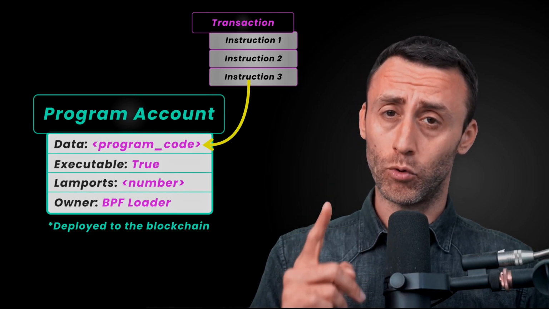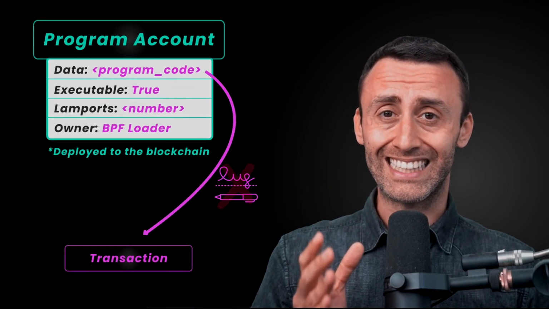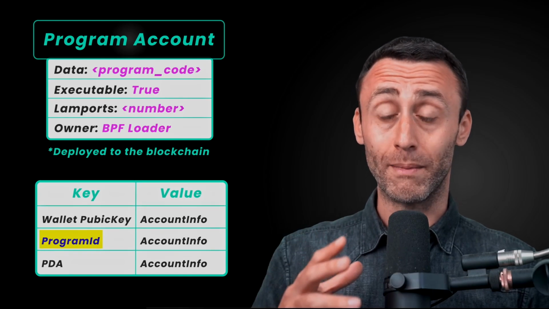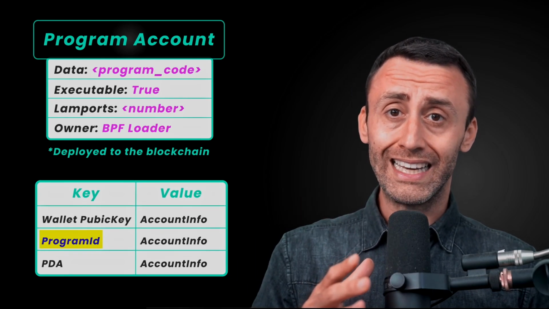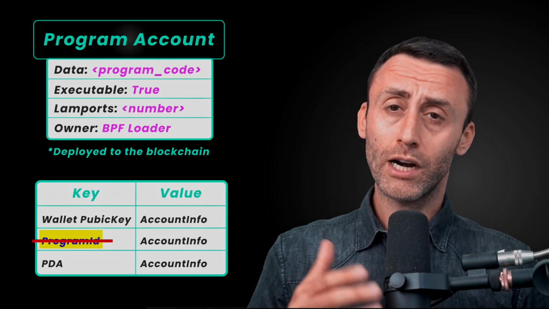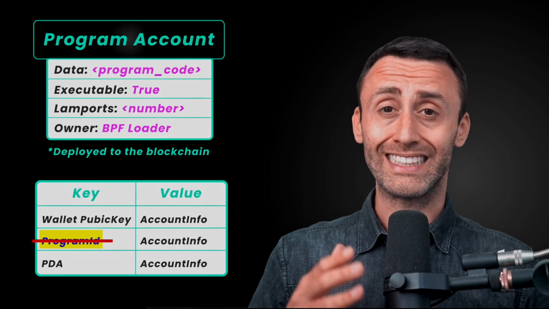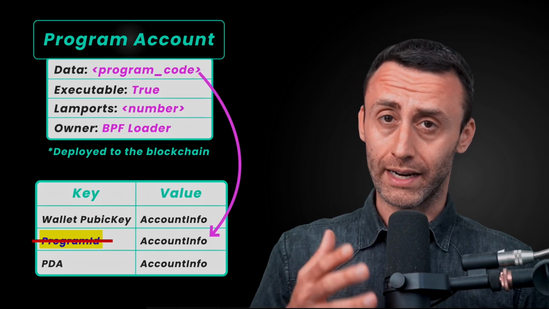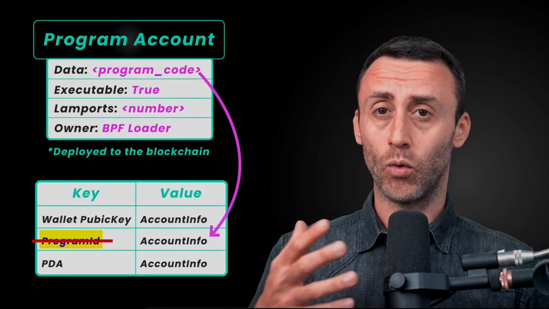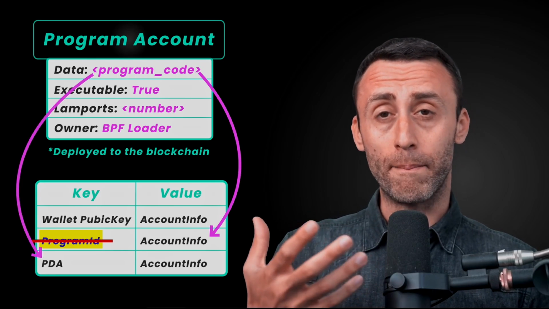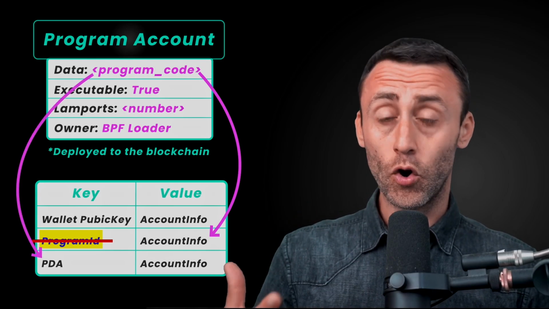Here's something important. Programs can't sign transactions. Even though the program ID is derived from a key pair, the private key isn't used and can't be used at runtime. Programs don't have access to private keys at all. So if your program needs to control an account, it can't use a traditional wallet. That's exactly why we use something called a program derived address, or PDA.